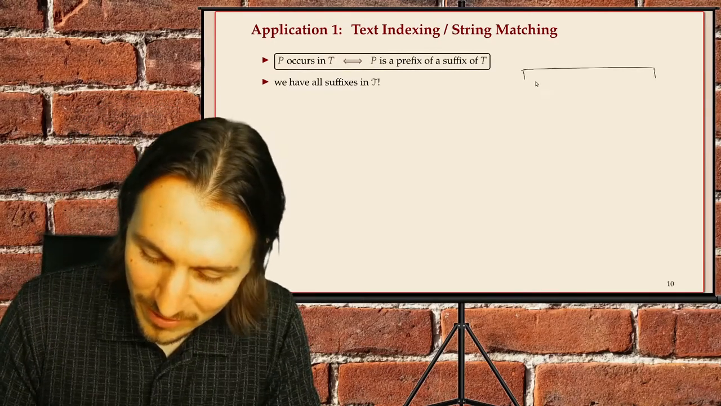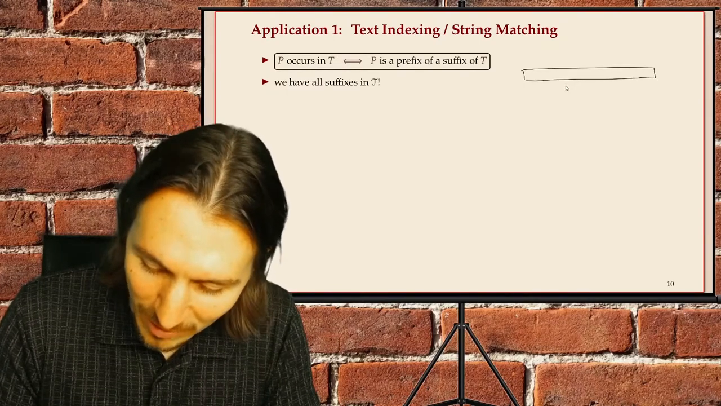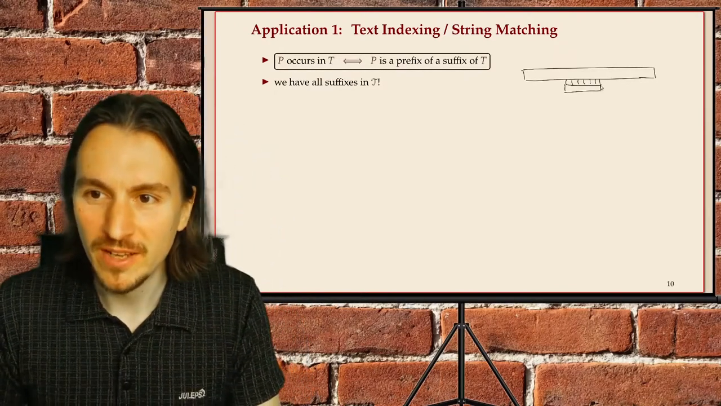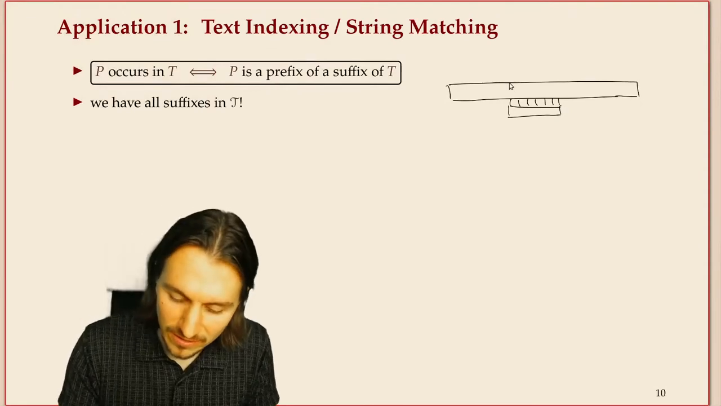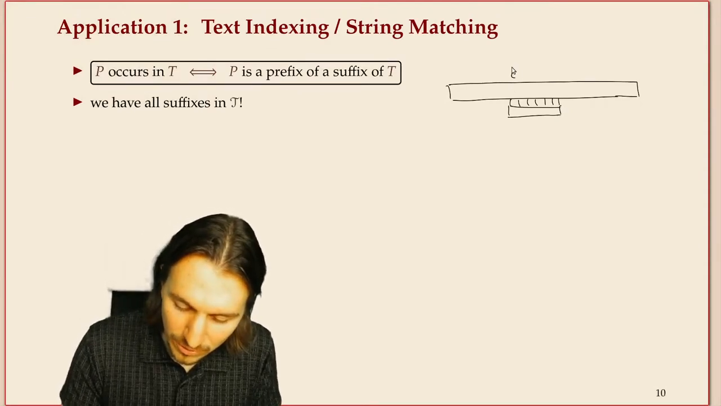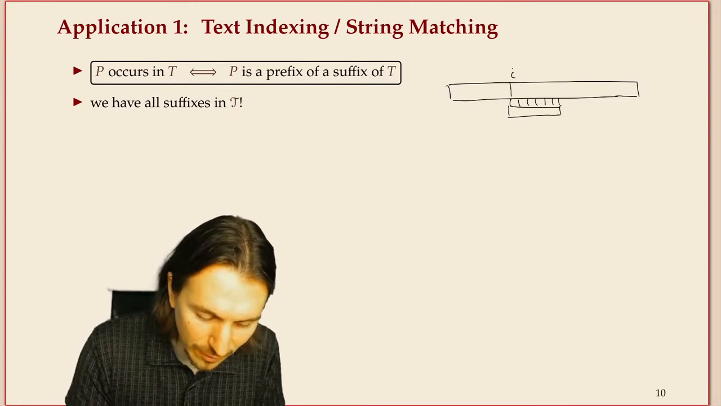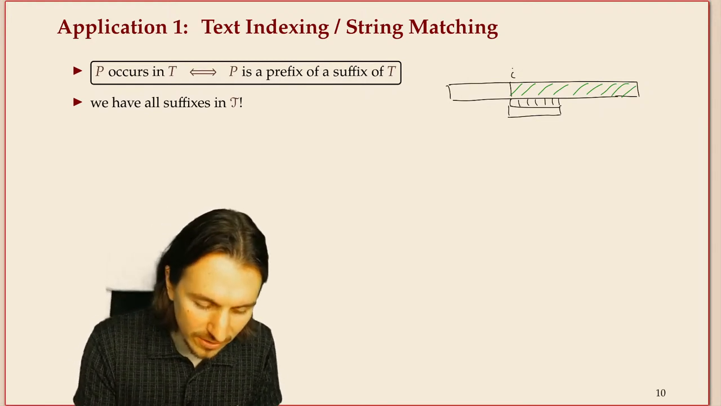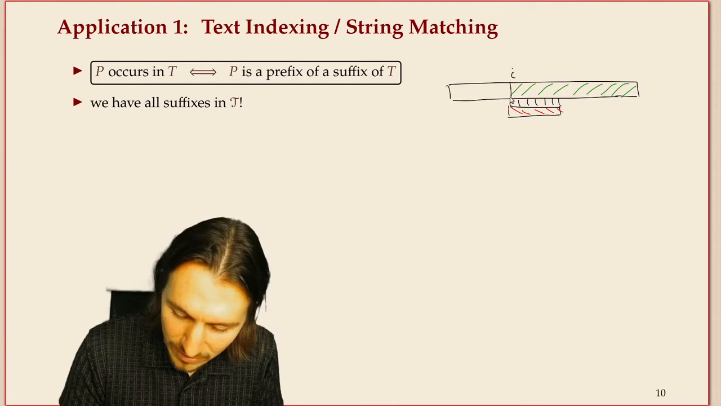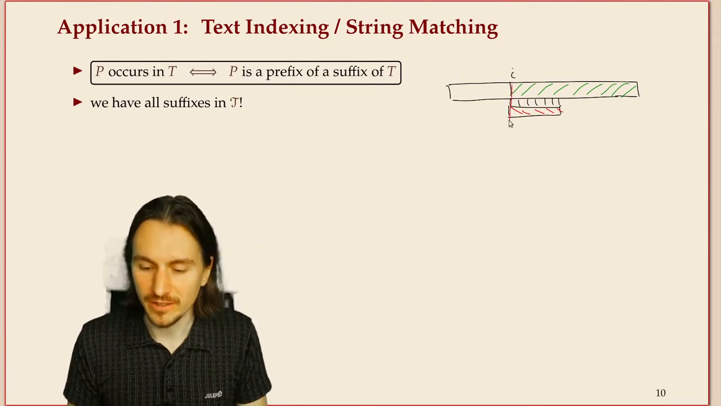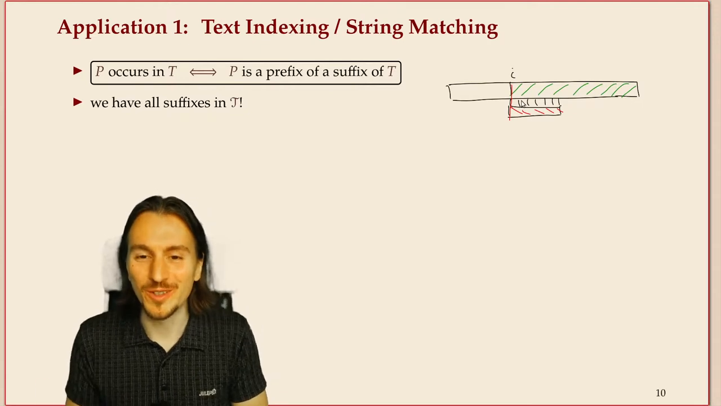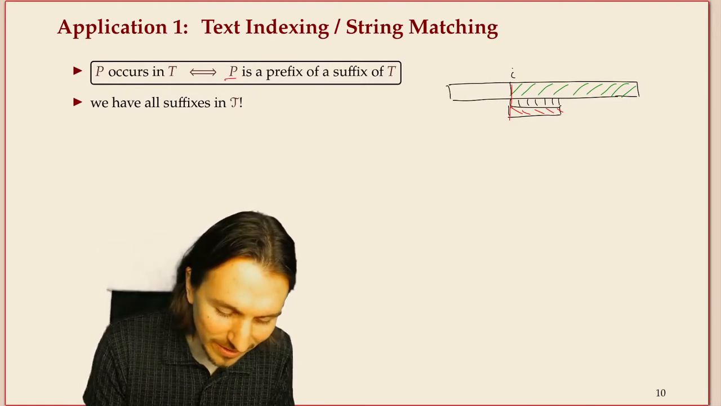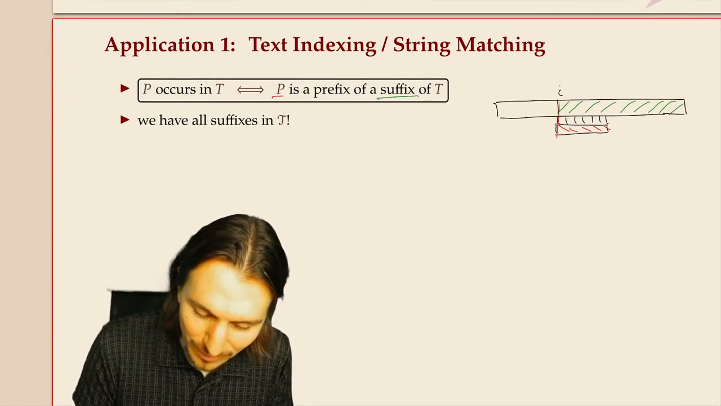It might sound more complicated than it really is. Suppose there's an occurrence of P in T, so these are all matches. Well, then of course, if there's a position i, you can take this suffix of T, and then P is just a prefix of that suffix. So it starts together with this, and it's an initial substring of this green part. Okay, so P is a prefix of a suffix of T.